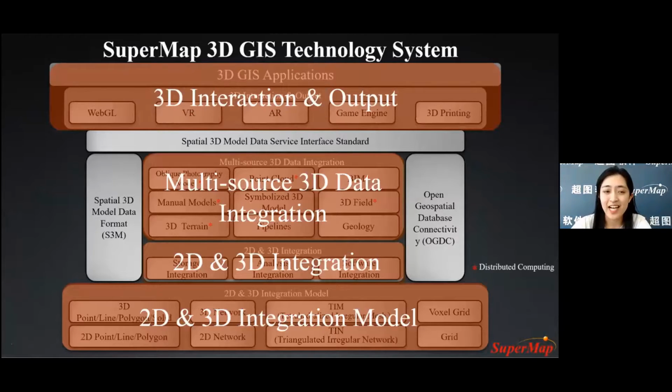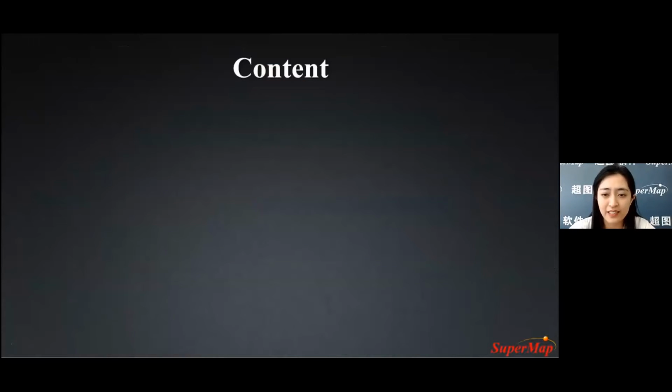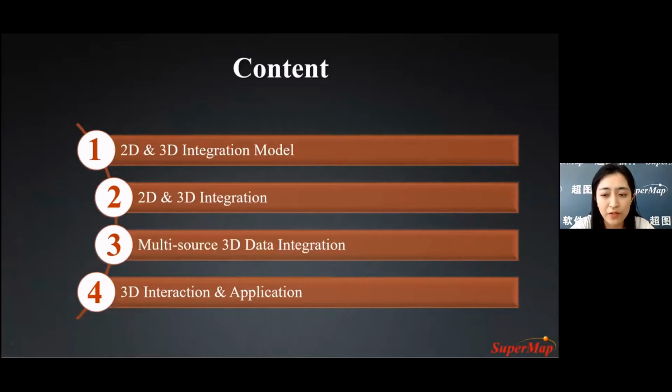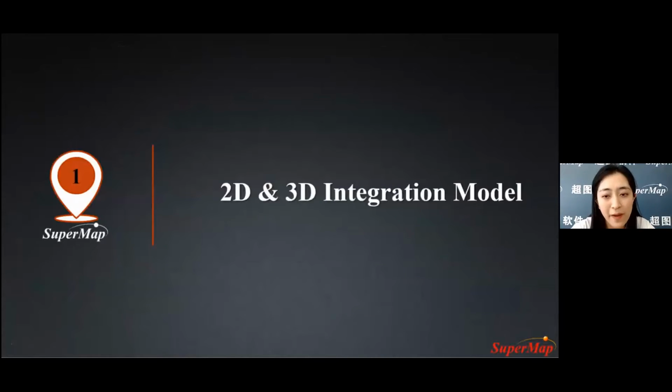And this is a question in our quiz. The Supermap 3D GIS technology system has 4 parts. We also use these 4 parts to take everyone to explore the new generation of 3D technology. First part, I'm going to introduce the 2D and 3D integration model.